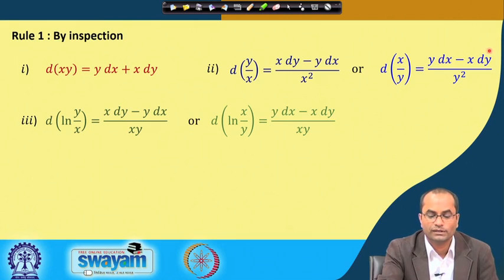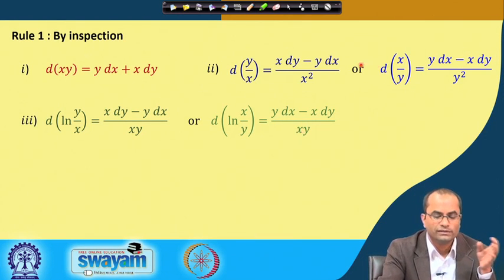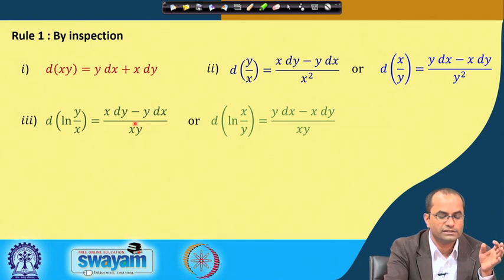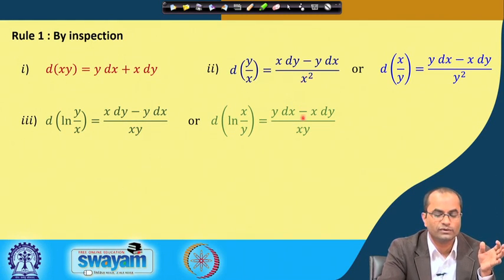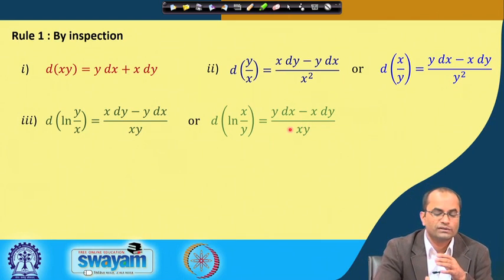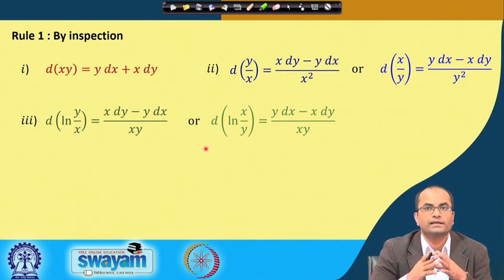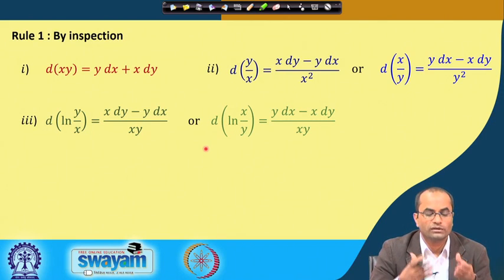This will be similar to what we had for x over y: (y dx minus x dy) over x y. They both look almost the same, but the difference is that here it is x y, whereas there it was x square and y square. Once we see such terms, we can immediately recognize that these are the differentials of the logarithmic functions of y over x or x over y.